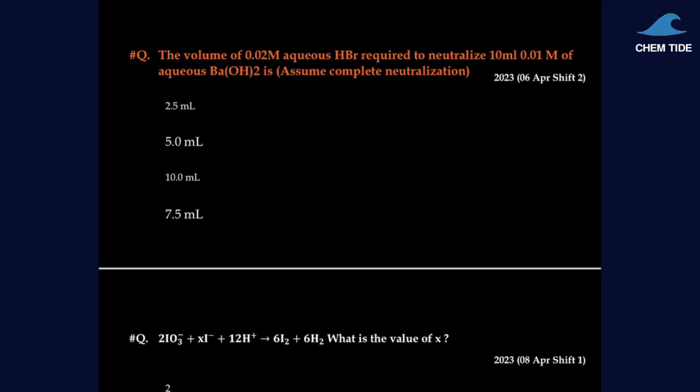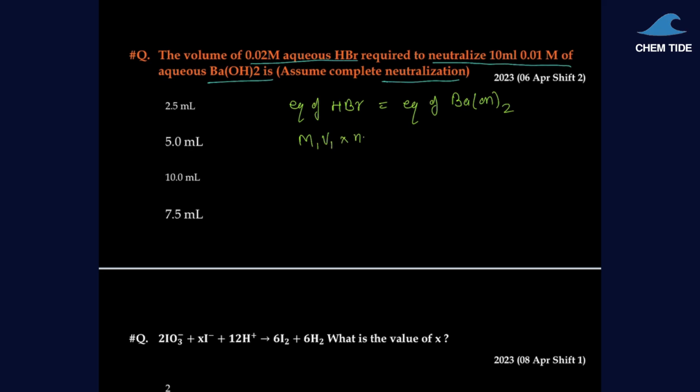Move to the number 3 now. The volume of 0.02 M aqueous HBr required to neutralize 10 ml of this much molarity of barium hydroxide for complete neutralization. So redox is teaching us equivalent of acid would be equal to equivalent of base. These equivalents are nothing but the equivalent moles. So HBr would be equal to barium hydroxide. So molarity into volume into n factor. Molarity into volume into n factor of the base.